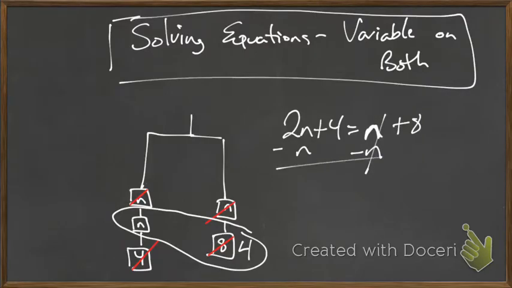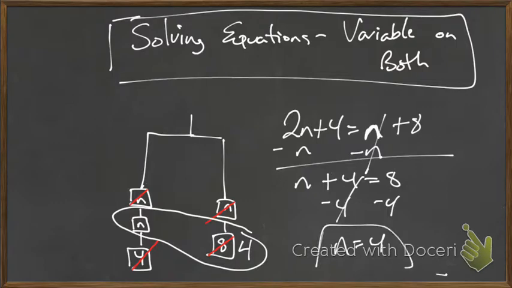So that leaves us with 1n plus 4 equals 8. Now this is a one-step problem that isn't something new. So how do I get rid of plus 4, Sam? Minus 4. So n equals 4. I want you to check this out. On the hanger diagram, we subtracted n from both sides. And on the hanger diagram, we subtracted 4 from both sides. It's exactly what we did in our equation.